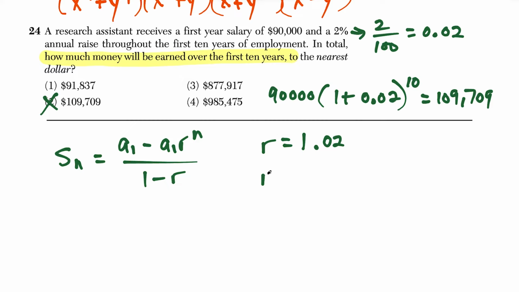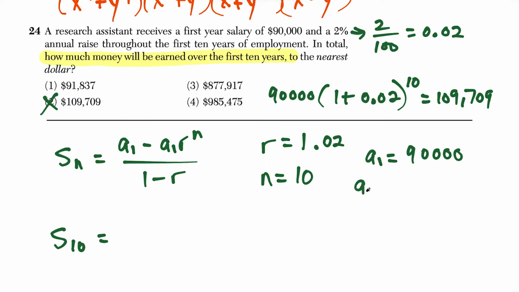And now N is the number of years that this is going on for. So this is for 10 years. So what we're doing is we're adding their first year salary, second year, third year, fourth year, all the way to the end. So all we have to do is just plug in here. We have S sub 10 is equal to, and A1 represents the starting salary. So the starting salary is 90,000.